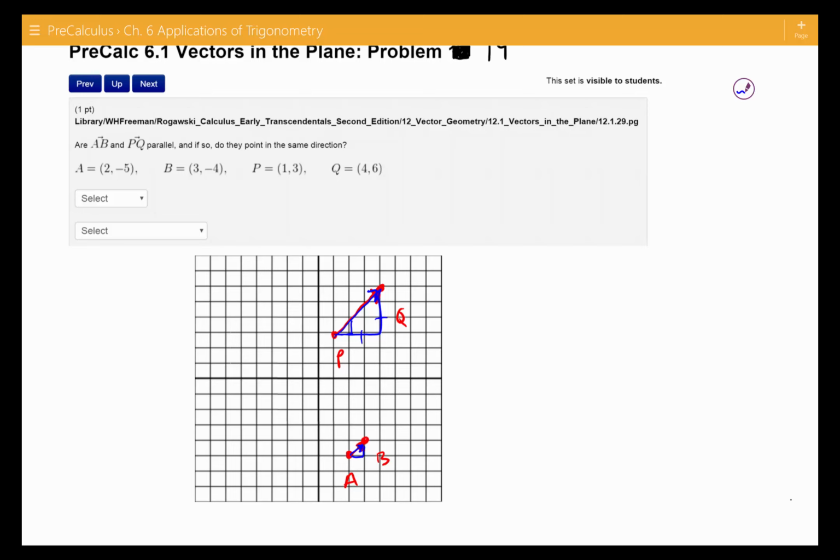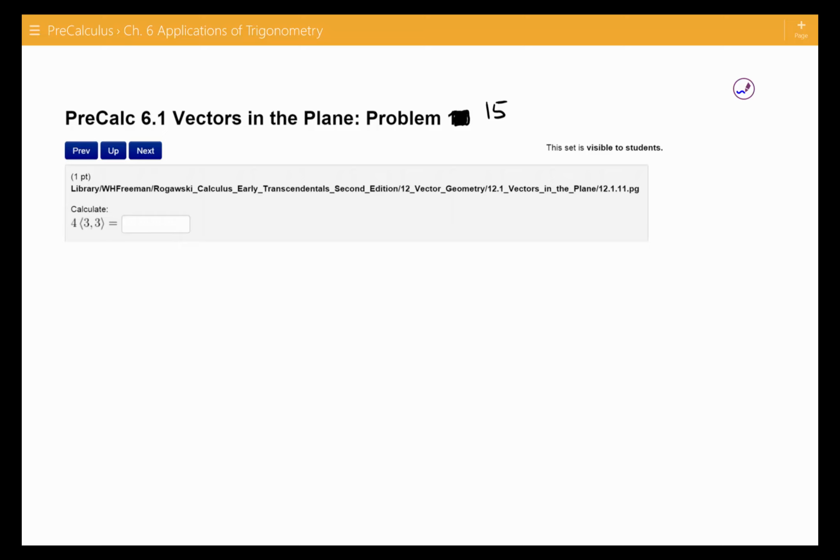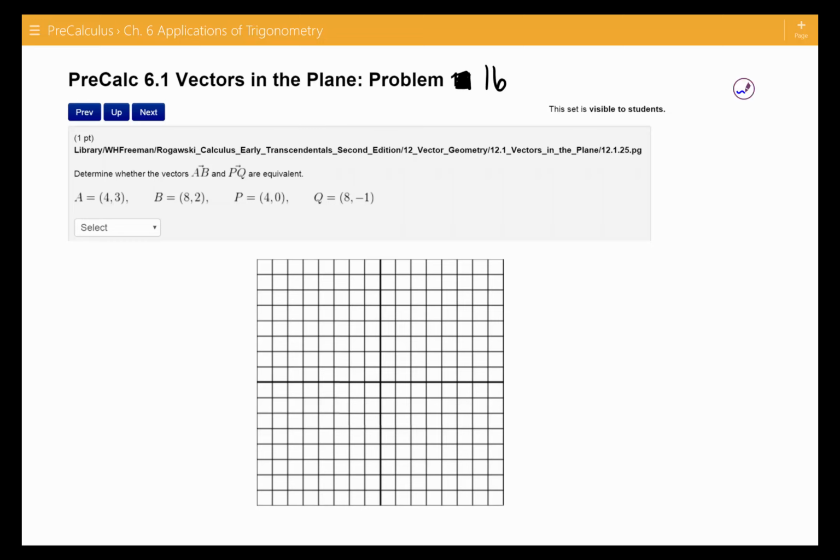Hope that helps. Okay, when you're multiplying a scalar times a vector, it's really easy. You just distribute like we've already done. Next problem is similar to the problem we just did, only this time they want to know if they're equivalent. So we're going to graph all 4 of these points real quick and connect them. If you connect A to B and P to Q, you find they both go over 4, down 1. So yes, they are equivalent.